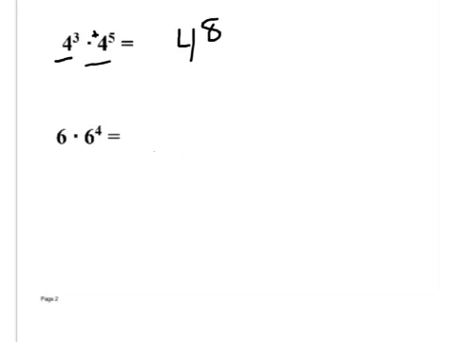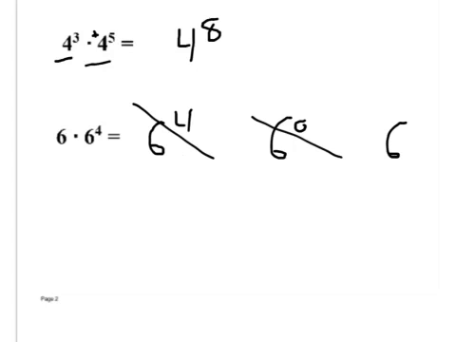6 times 6 to the 4th. Someone raise your hand and tell me. Someone different. Mackenzie. What? She says 6 to the 4th. Wrong. 6 to the 0? Wrong. 6 to the 5th. That's the one.